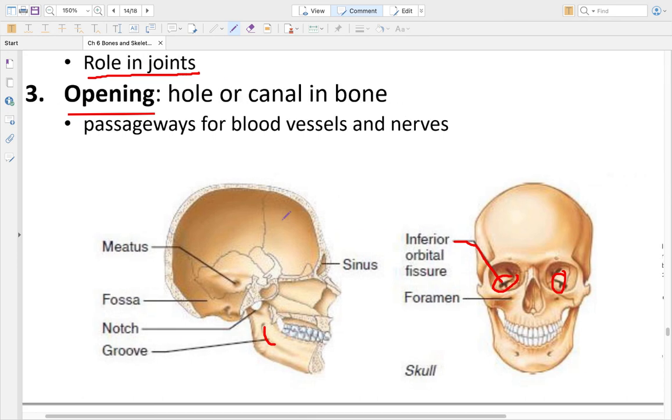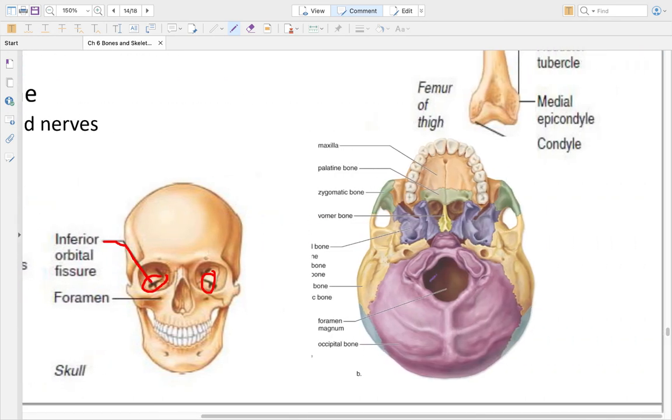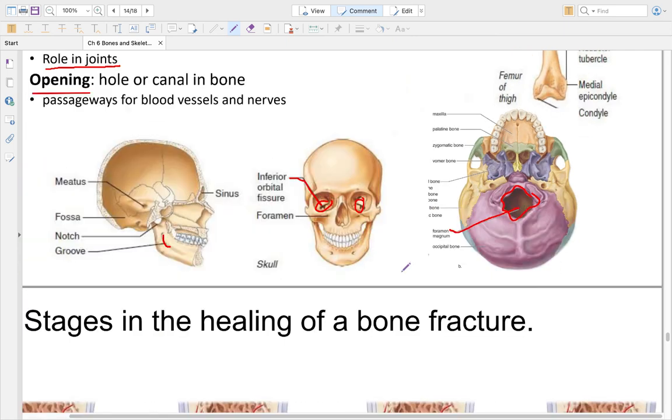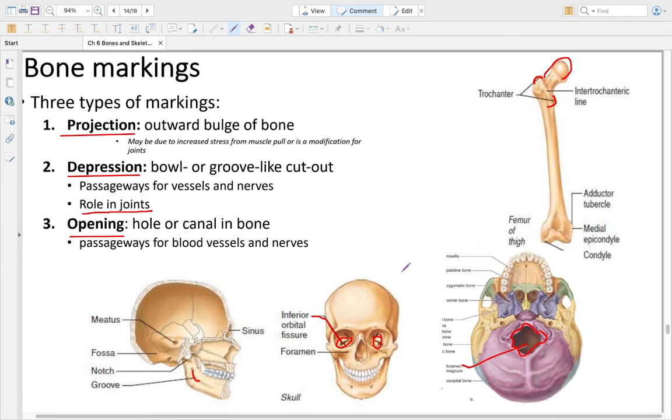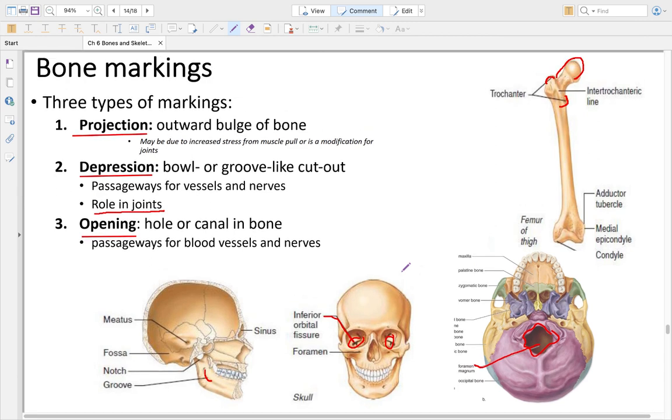An opening or a hole, this is the best one. Well, not the best one, but the most straightforward one. See this big hole at the bottom of your skull? This is the foramen magnum, and of course, this is where the spinal cord connects to the brain. So part of anatomy is learning all of the bones, their cellular structures, and then you're going to learn bone markings as well. All right, so we'll do that a little bit at a time.